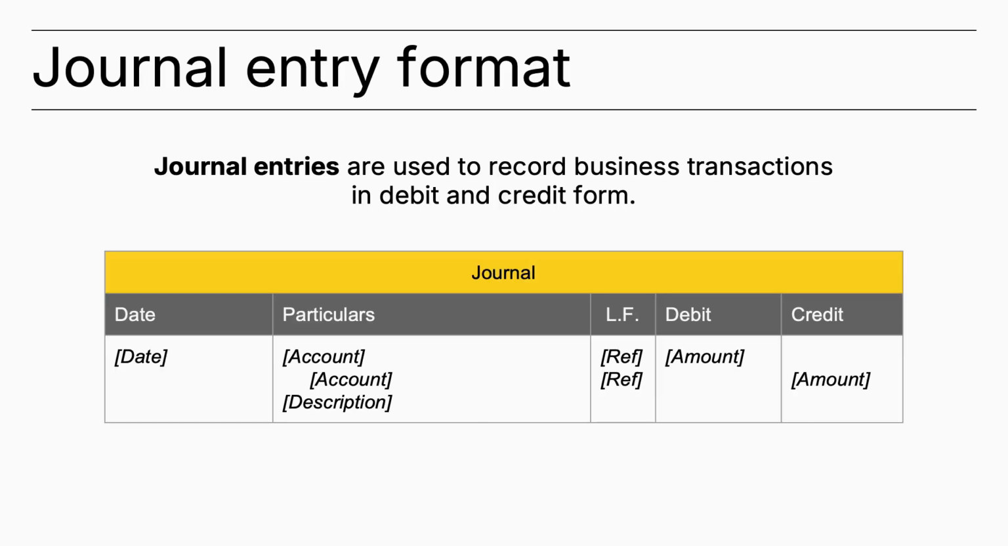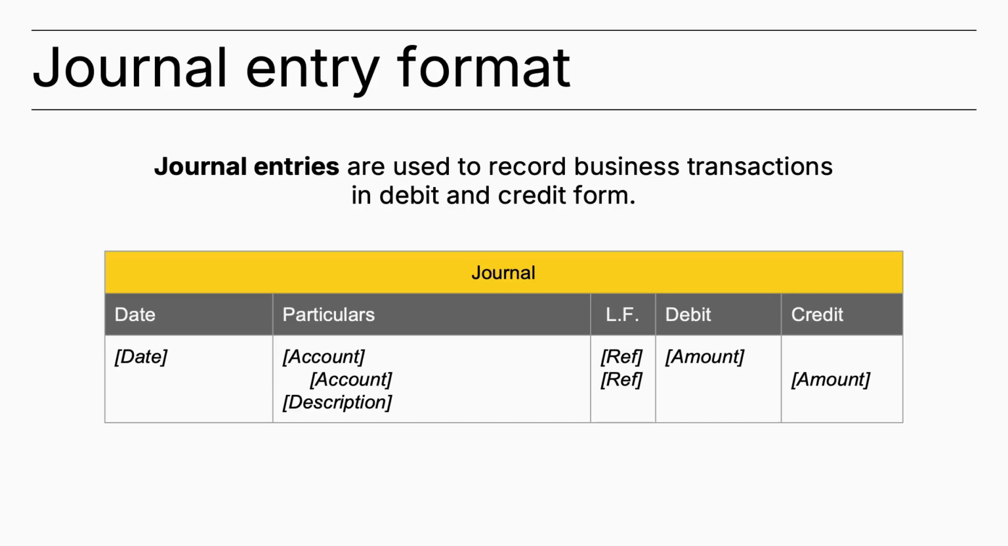As discussed before, a journal entry is simply a way to record business transactions in debit and credit form. And every journal entry follows the same structure. We always include the date of the transaction, the account titles, LF, which stands for ledger folio, the debit column, the credit column, and finally, the description. This format is used to keep accounting records organized and traceable when they are later posted to the ledger.